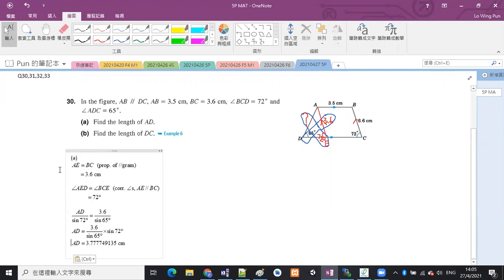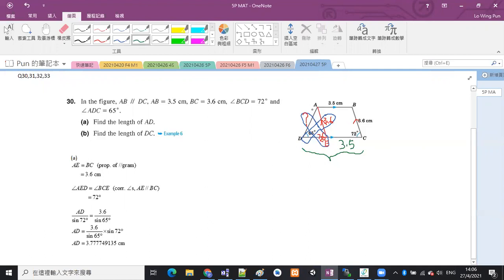Okay, and then part B, find the length of DC. DC is this length. Okay, it's the length of the base of this trapezium. Okay, and because of the parallelogram we have constructed, we know that EC is equal to 3.5 cm. And then in triangle ADE, if we can find the length of DE, then we can add DE to EC to find the answer. So what is remaining for us to find is the length of DE.